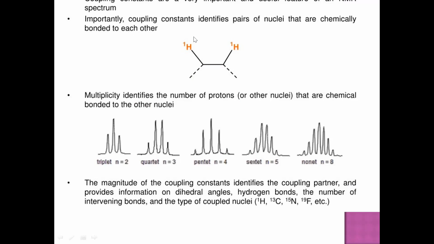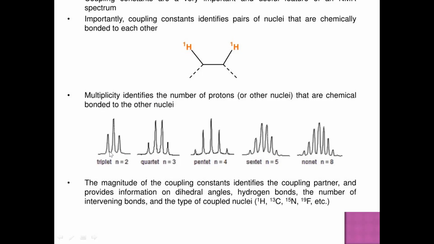Suppose that I have mentioned this structure, and the coupling constant will be for this proton, and the splitting pattern will be a doublet if any other electronegative atoms are joined here. So for this proton, a doublet will appear, and in a doublet you can determine the coupling constant. Multiplicity identifies the number of protons that are chemically bonded to the other nuclei.